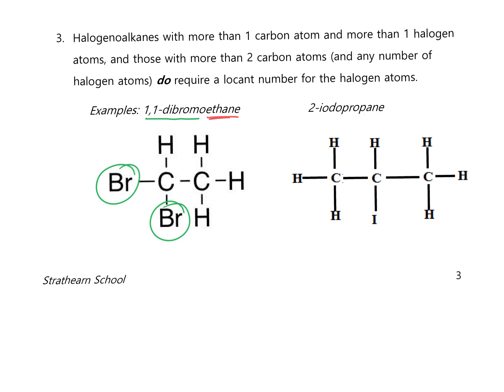Second part of that rule is that halogenoalkanes with more than 2 carbon atoms, so in other words propane and longer, and any number of halogen atoms do also require a locant number. So you can see here we've got a propane halogenoalkane and we've got an iodine group. So this is called 2-iodopropane, because think about it, that iodo group could be on carbon number 1 or carbon number 2. So therefore we do need a locant number if our carbon chain length is any longer than 2.